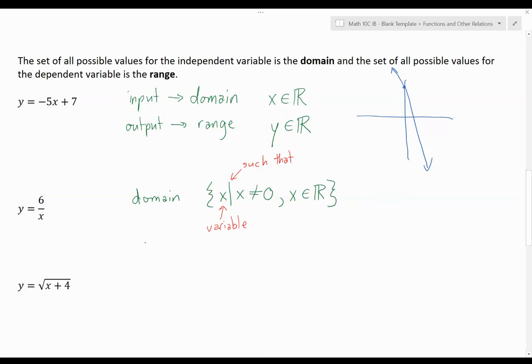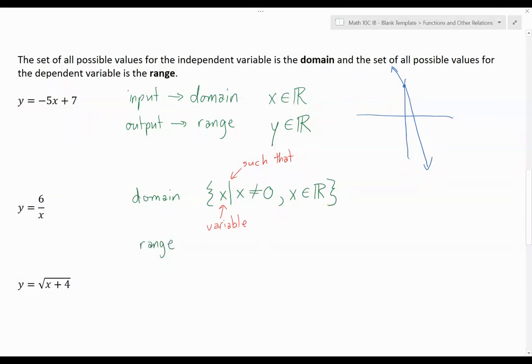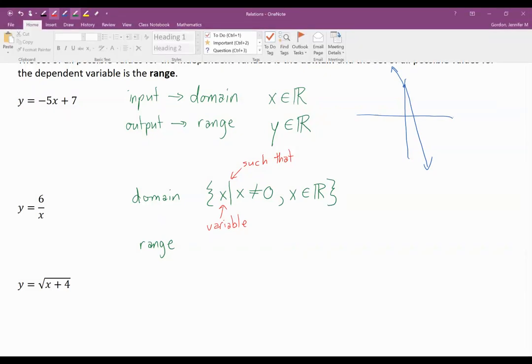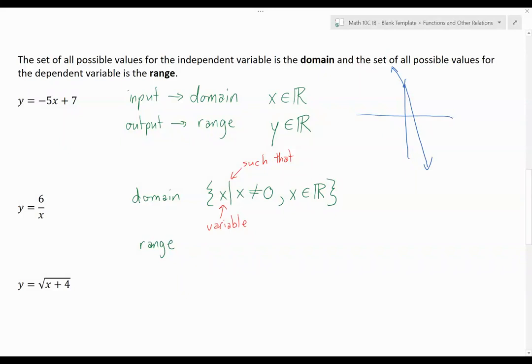Again, range can be a little trickier to reason out. I need to think about it. One of the ways that we can find range is by imagining that I wanted to change what was my input and my output. So I'm going to rearrange this equation so that x is isolated in each case.